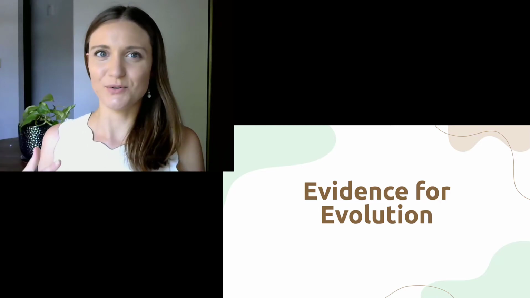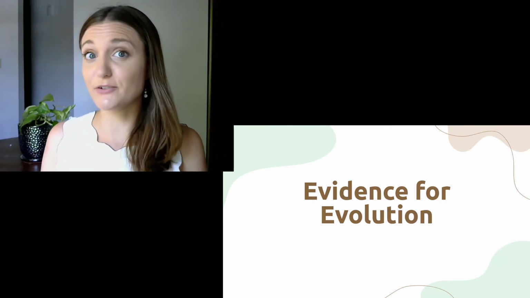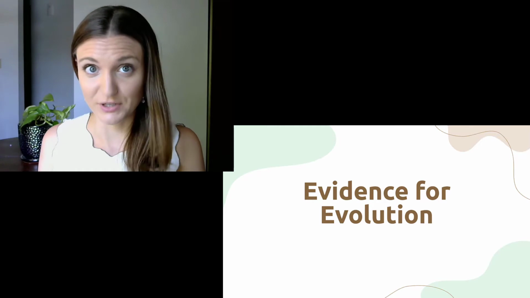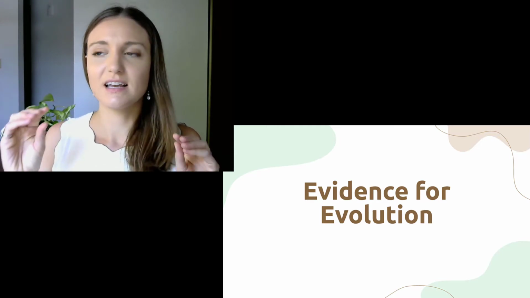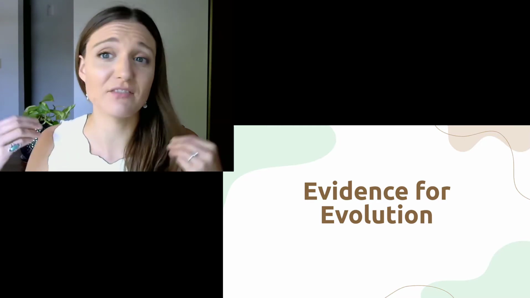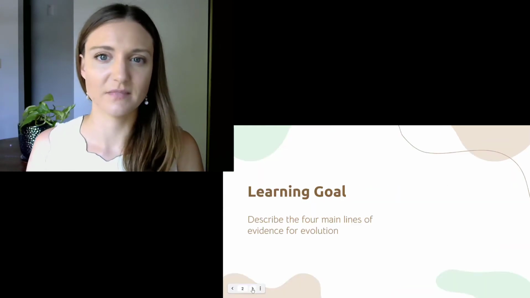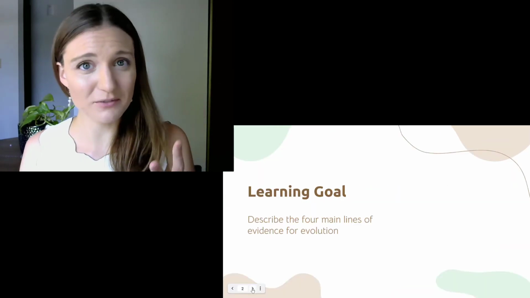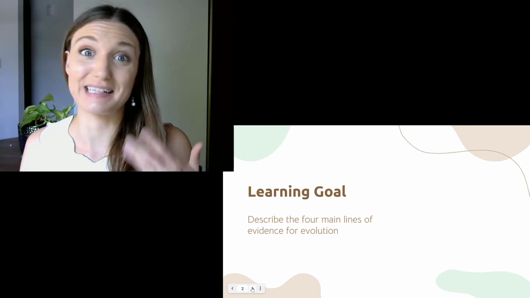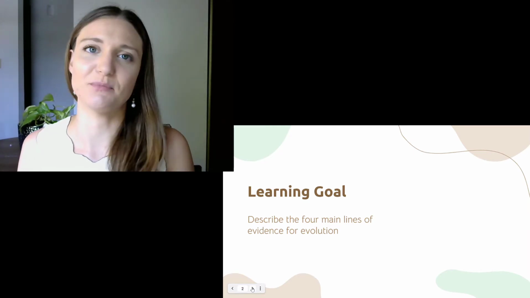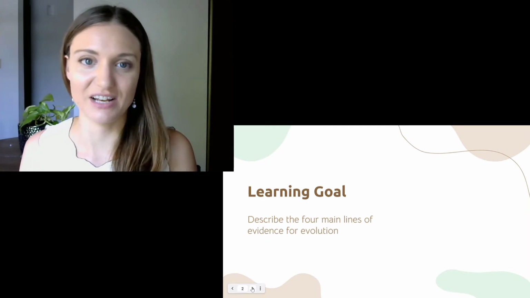So this brings us to the last portion. We're going to talk about the major evidence for evolution. So what are the key pieces of scientific evidence that we have that support this idea of evolution? We have four main lines of evidence for evolution. You should be able to describe and explain those lines of evidence and how they support the theory of evolution and natural selection.